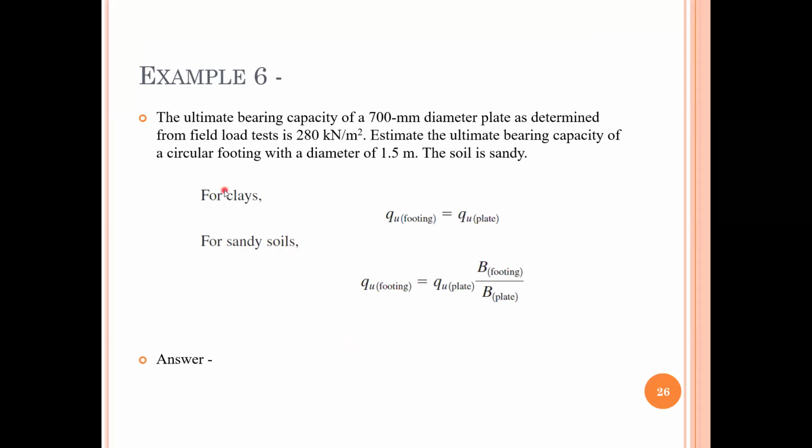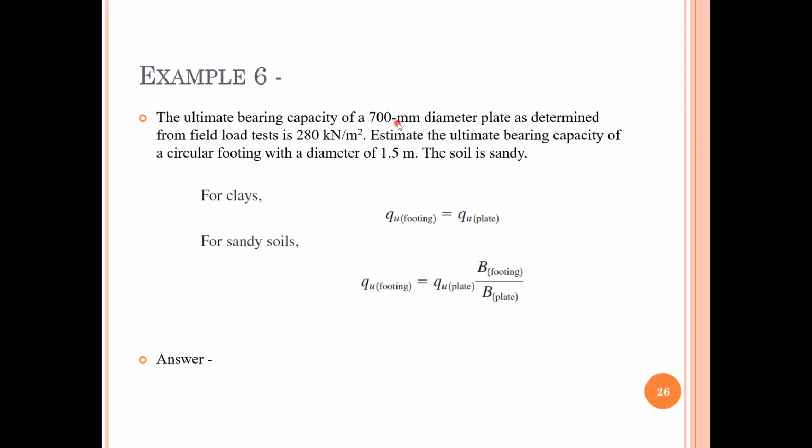Right. So there's an example given. So to use this equation: the ultimate bearing capacity of a 700 millimeter diameter plate, as determined from a field load test, is 280 kPa. Estimate the ultimate bearing capacity of a circular footing with diameter 1.5. Soil is sandy. So if the question gives the soil as sandy, or gives shear strength parameters, then we can straight away decide.